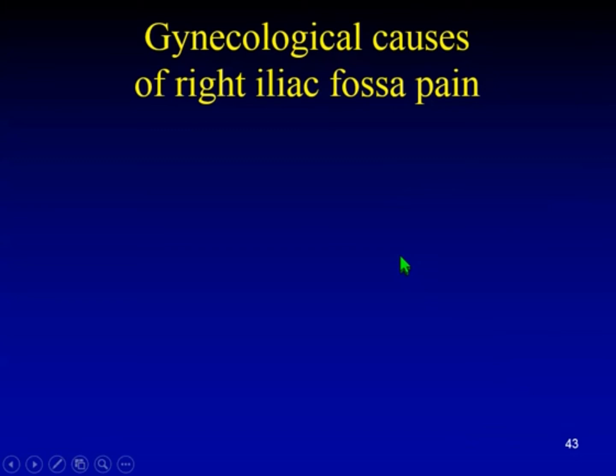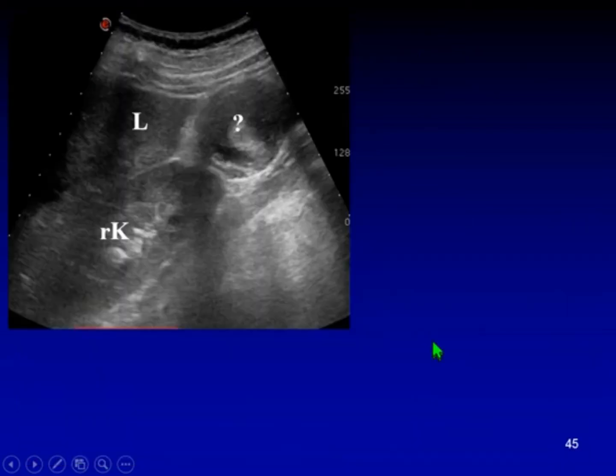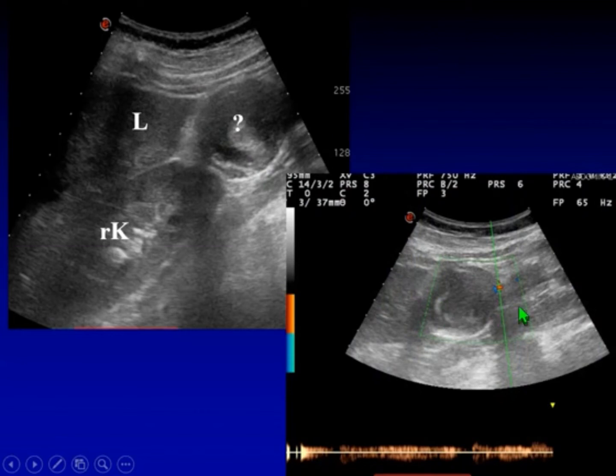What about gynecological causes of right iliac fossa pain? This is a woman, already operated for ovarian endometriosis. She arrived with right lower quadrant pain, and we performed a sonography. I found the liver, the right kidney, and this very strange pear-shaped intruder. It has some Doppler spots, venous or arterial.